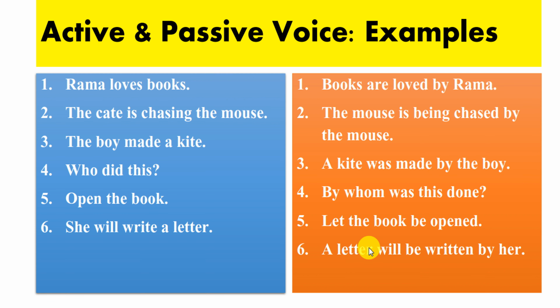Okay, now let me give you some examples of active voice and passive voice sentences. Rama loves books. Books are loved by Rama. The cat is chasing the mouse. The mouse is being chased by the cat. The boy made a kite. A kite was made by the boy. Who did this? By whom was this done?